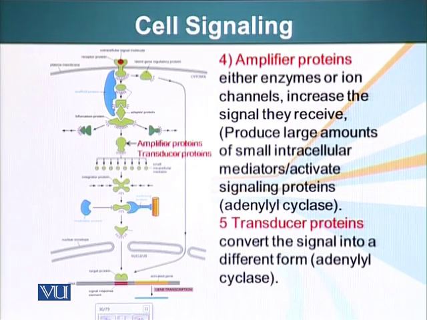So when these enzymes, these amplifier proteins, become active, they result in production of a lot of products that are carrying the signal and interact with other proteins. Transducer proteins convert one signal form into a different signal form. We'll talk about a specific example of this. For example, there's an enzyme called adenyl cyclase. When it is activated, it causes formation of many cyclic AMP molecules. So it is acting as a transducer and an amplifier protein.